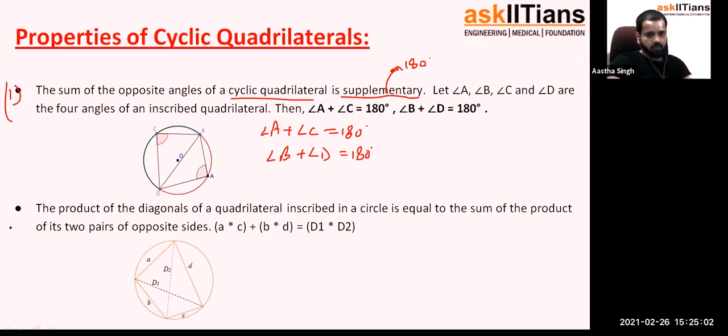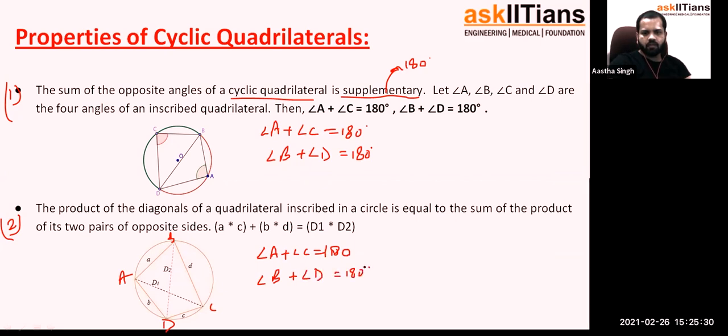The second is the product of the diagonals. If any quadrilateral is there, definitely there will be two diagonals, suppose D1 and D2. Suppose angle ABCD is there. Obviously, angle A plus angle C will be equal to 180, and angle B plus angle D, the sum of opposite angles, is equal to 180 degrees.